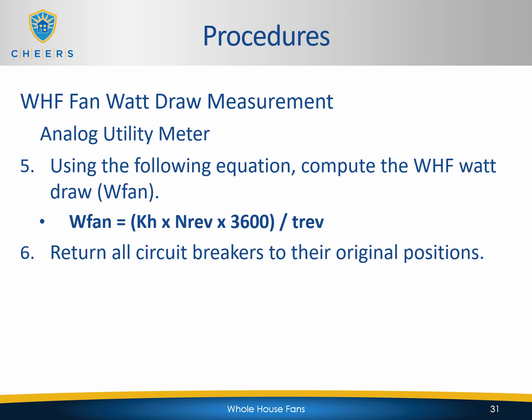You're going to take the result of that calculation and then divide it by the time that you recorded for the revolutions. Again, this is going to be more than 90 seconds. Whether it's 110 seconds or 112 or whatever it is, you take that number of seconds, and that's what you're dividing by. So it's KH times the number of revolutions times 3,600. The result of that is then divided by the time in seconds, and the result of that is going to be your watt reading. So that's your watts for those fans. Once you're done with that, be sure that you return all the circuit breakers to their original positions.